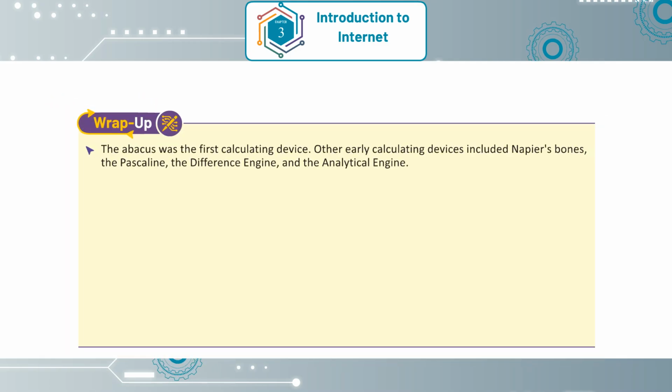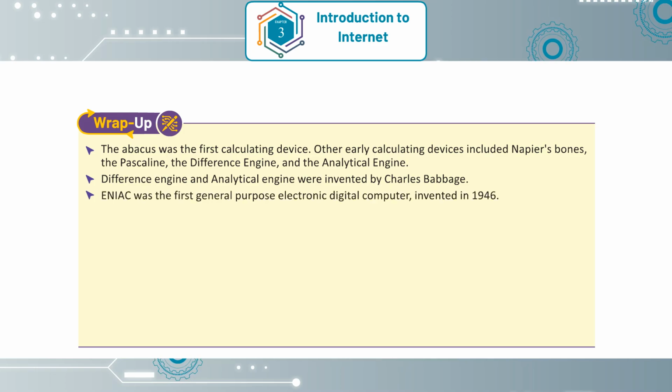Wrap up: the abacus was the first calculating device. Other early calculating devices included Napier's bones, the Pascaline, the difference engine, and the analytical engine. The difference engine and analytical engine were invented by Charles Babbage. ENIAC was the first general-purpose electronic digital computer, invented in 1946. First-generation computers were based on vacuum tubes.